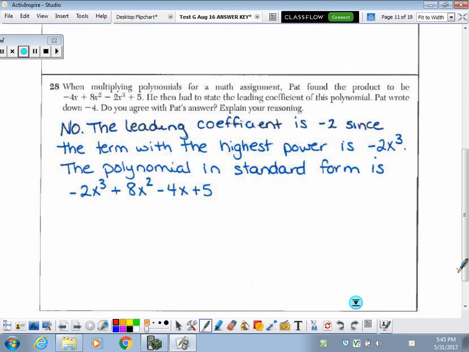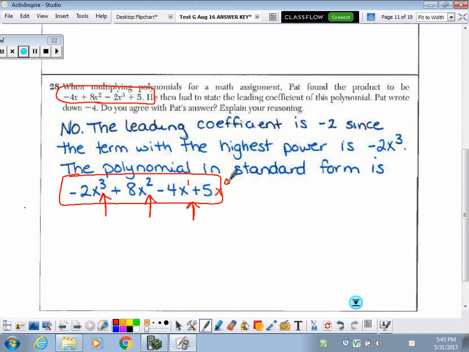Okay, number 28. When you multiply these two polynomials, Pat found the product to be this polynomial right here. The only thing is Pat doesn't have that in standard form, so when he's asked for the leading coefficient, it would behoove him to write it in standard form right here. Standard form being highest exponent coming first, and then going down in descending order, and this is technically x to the 0 power.